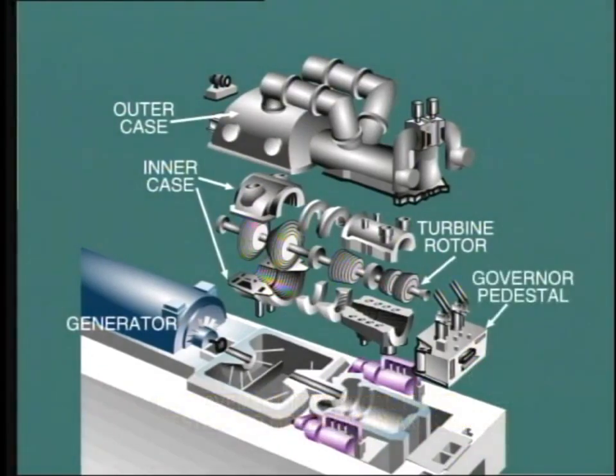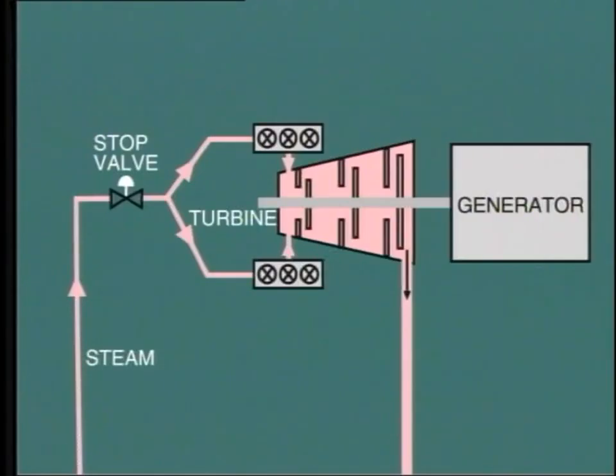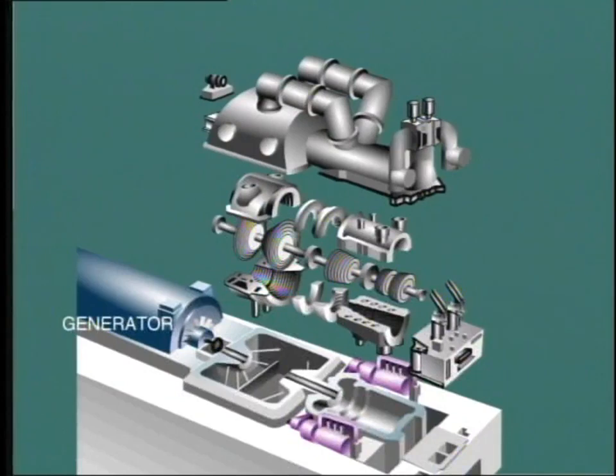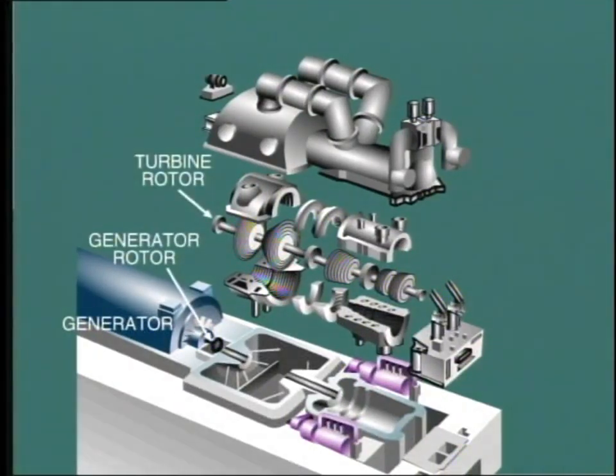Other components noticeable here are the governor pedestal, which supports the front end bearing, and the governor system. In this particular machine, steam from the stop valve is fed into steam chests located on either side of the turbine. The turbine admission valves are located in each steam chest to control the flow of steam into the turbine. The turbine rotor is directly coupled to the generator rotor to transfer the mechanical energy produced in the turbine to the generator, where it is converted into electrical energy.